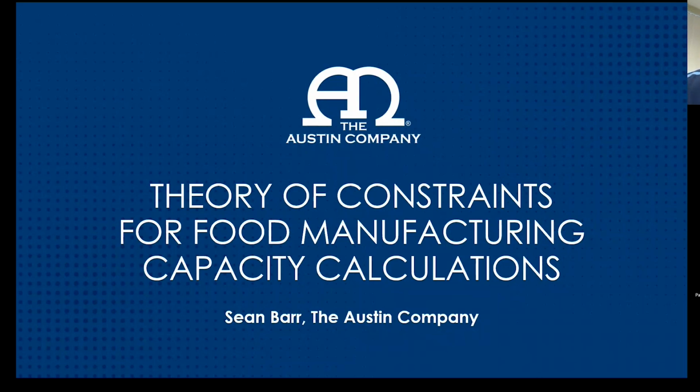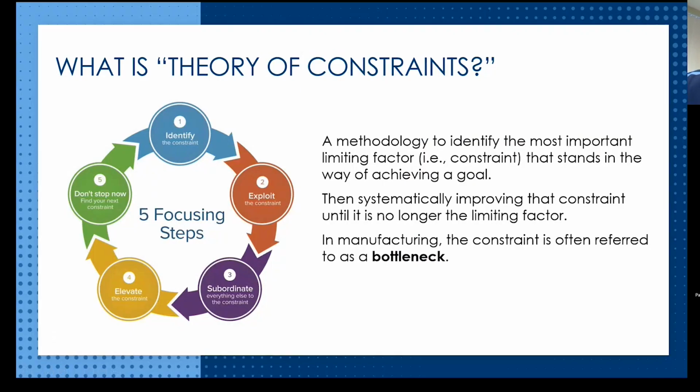Okay. Theory of constraints for food manufacturing. What is the theory of constraints? Basically, the theory of constraints is a methodology to identify the most important limiting factor, the constraint that stands in the way of achieving the goal, then systematically improving that constraint until it's no longer a limiting factor. In manufacturing, the constraint is often referred to as a bottleneck. So we've got a nice little graphic here that goes through this.